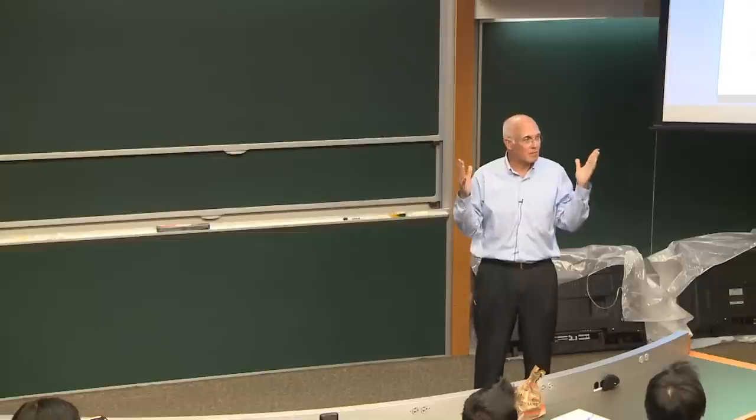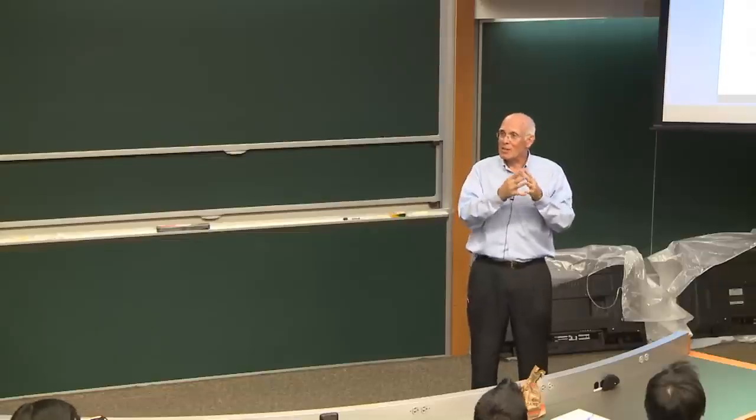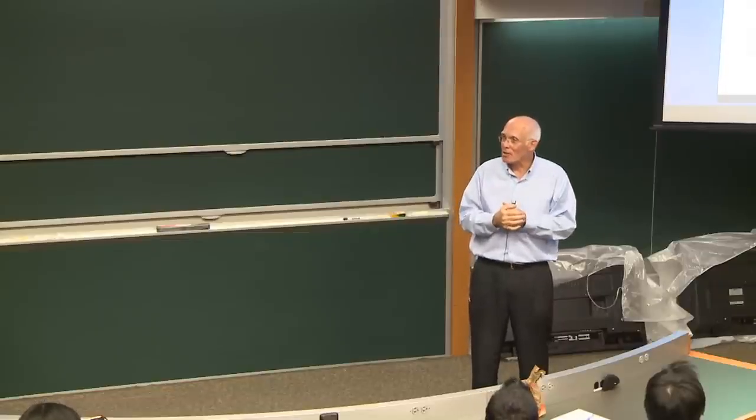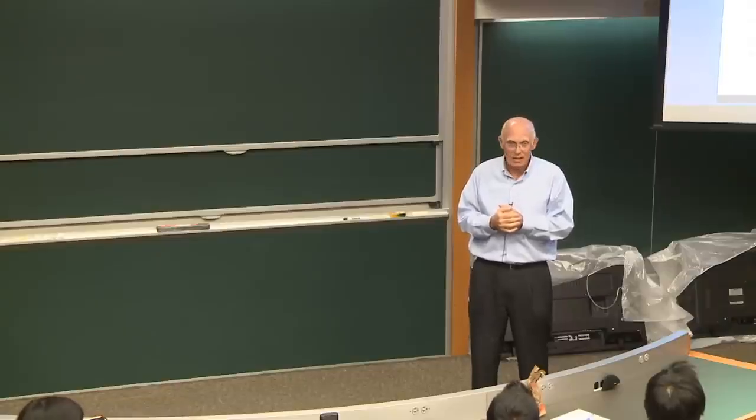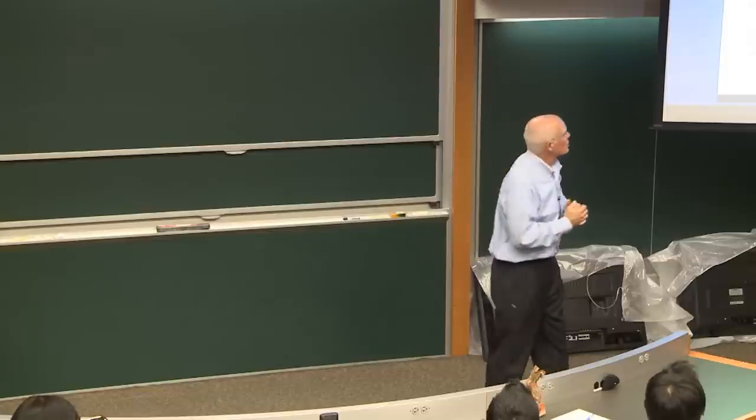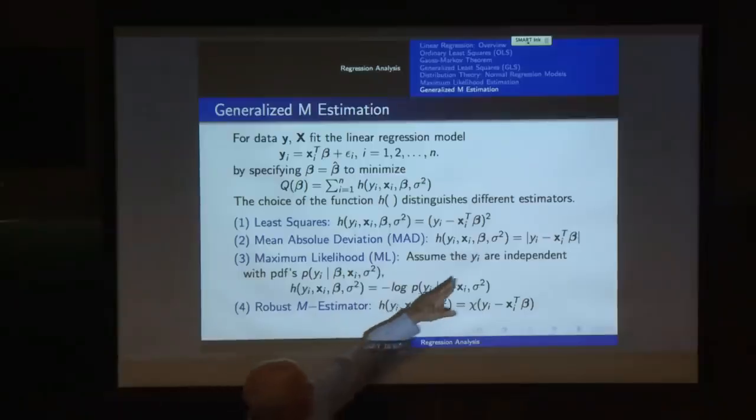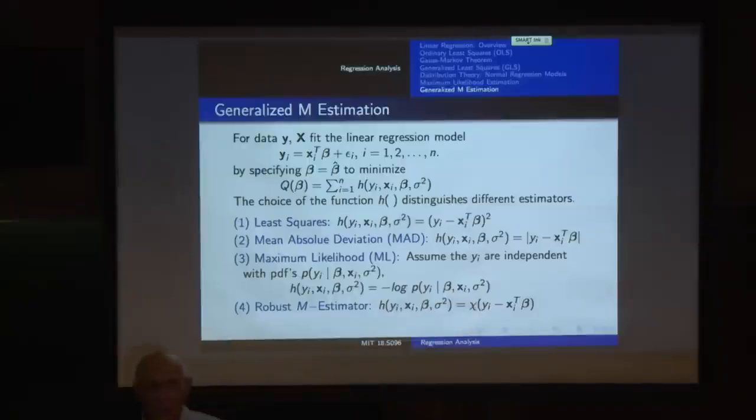Well, we'd try and apply basically the same principles: if this is a convex function, then we just want to take derivatives of that and solve for that being equal to 0. So what happens when you take the derivative of the modulus of yi minus xi beta with respect to beta?